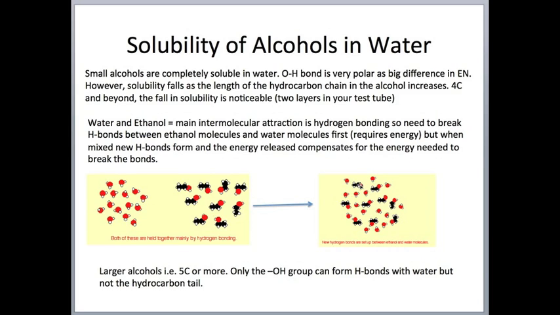and the ethanol. So large alcohols that have 5 or more carbons only have the OH group, which can form hydrogen bonds, and it's only at one end of the molecule. Therefore, the hydrocarbon tail can't form hydrogen bonds, and this explains why larger alcohols are insoluble in water.